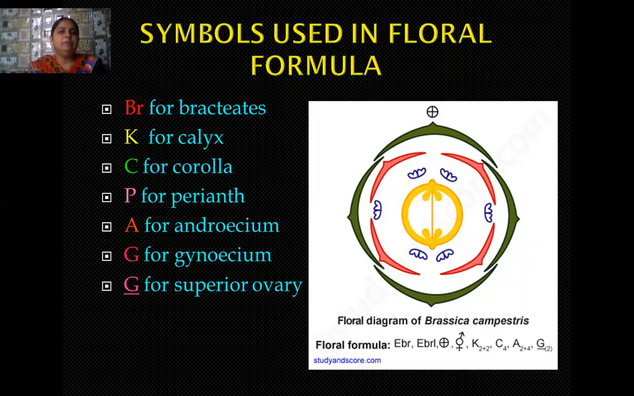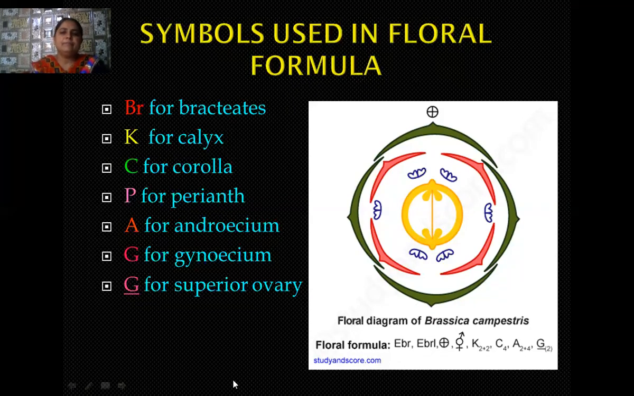Then we have, if there is a bar that is maintained here at the base of the G, then this means the flower has superior ovary and the flower is hypogynous. And sometimes it is placed at the top of the G, then it is inferior ovary and the flower is perigynous. So here you can see the floral diagram of Brassica campestris, which is the common mustard plant, and in Hindi we call it sarso plant.